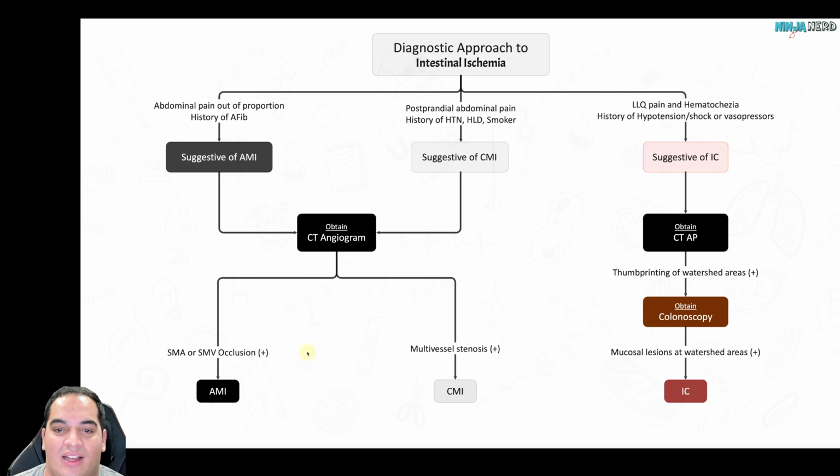So here we have an idea, again, if I think it's acute mesenteric ischemia or chronic mesenteric ischemia, get the CT angiogram. If it's multiple vessels and it's postprandial with history that's suggestive of atherosclerosis, it's chronic mesenteric ischemia. If it's an acute onset, abrupt abdominal pain with a history of AFib, get a CT angio. Is there a clot in the superior mesenteric artery or the superior mesenteric vein? It's probably acute mesenteric ischemia.